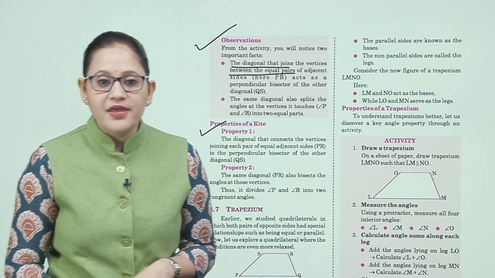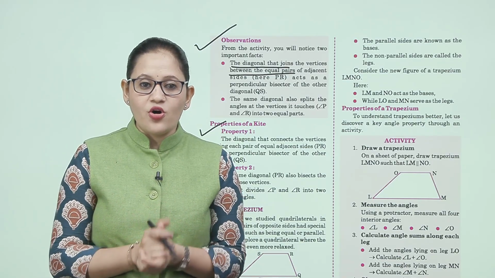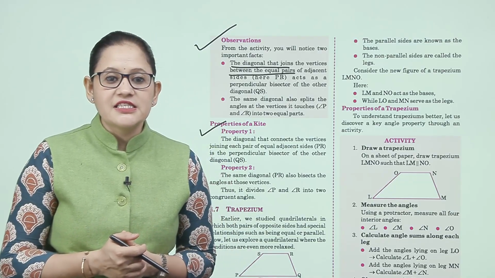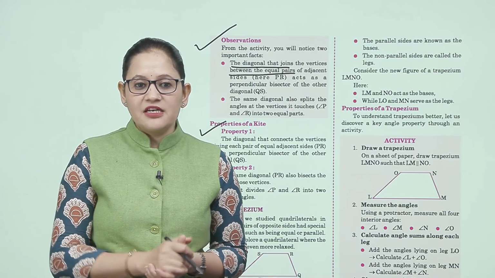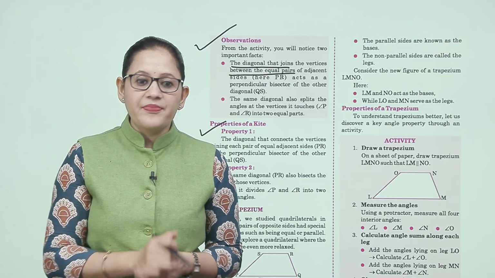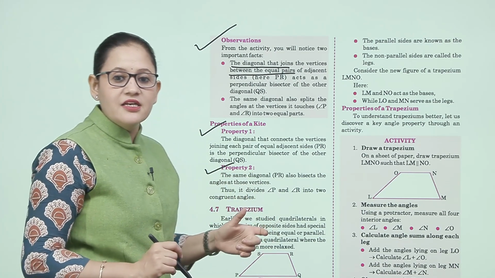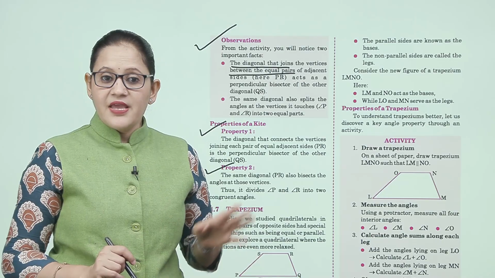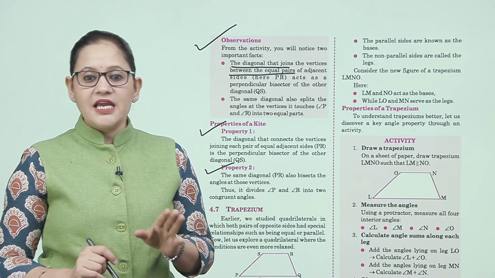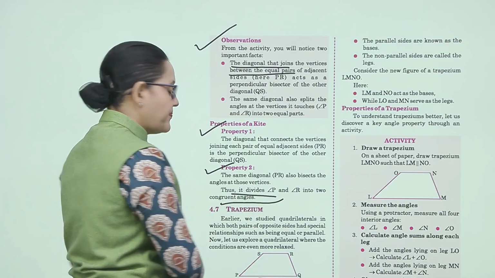Property 1: the diagonal that connects the vertices joining each pair of equal adjacent sides is the perpendicular bisector of the other diagonal, meaning a 90-degree angle will form there. Property 2: the same diagonal, that is PR, also bisects the angles at those vertices. Thus, it divides angles P and R into two congruent angles, meaning two equal parts.